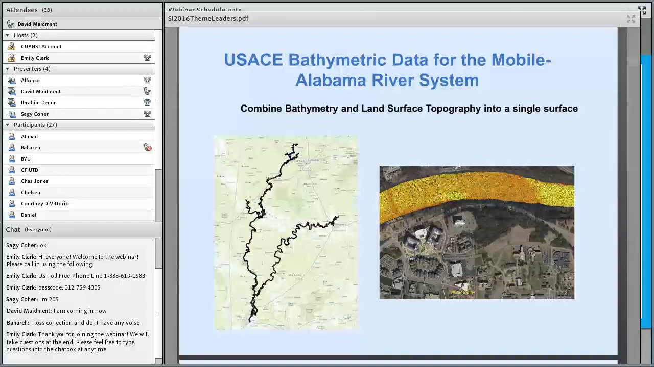So the bottom of that map is actually Mobile Bay, and you can see on the right-hand side a section of the Black Warrior River in Tuscaloosa, with the extremely detailed data that the Corps of Engineers collects for bathymetry in areas that have navigable rivers.